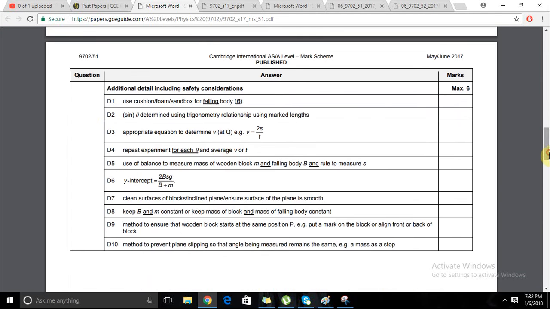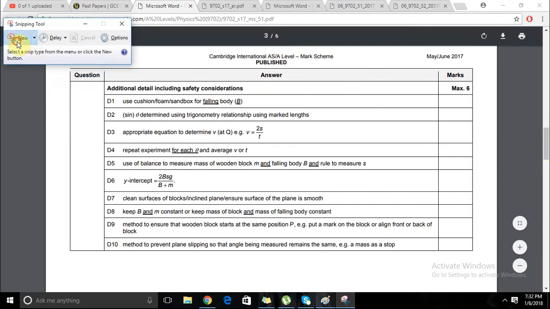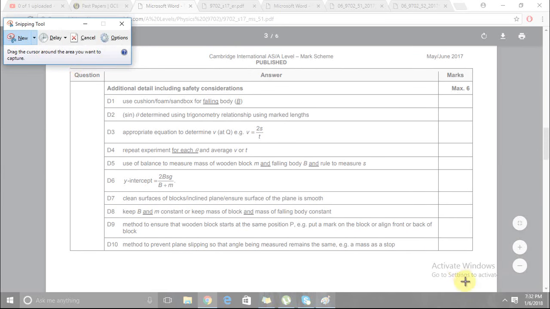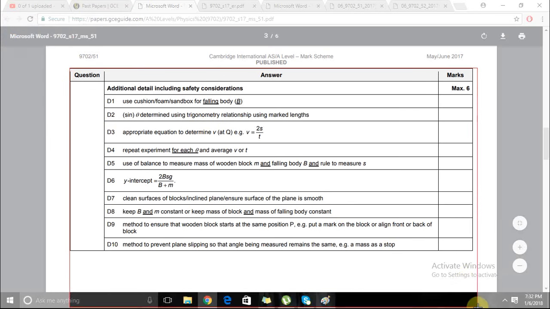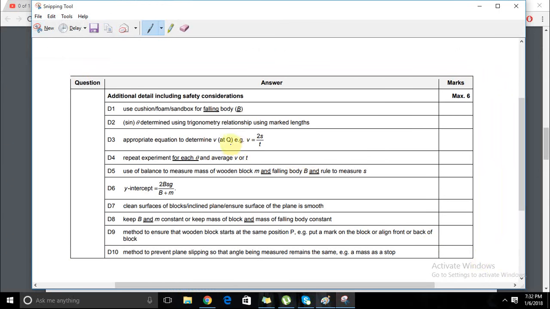Use equation of motion for falling body, yep. So you can get a maximum of 6 marks for this. 1. Determined using trigonometry. Appropriate equation to determine v, v being 2s over t. Repeat experiment for each theta and average v or t. Use of balance to measure the wooden block M and falling body m, and ruler to measure s.